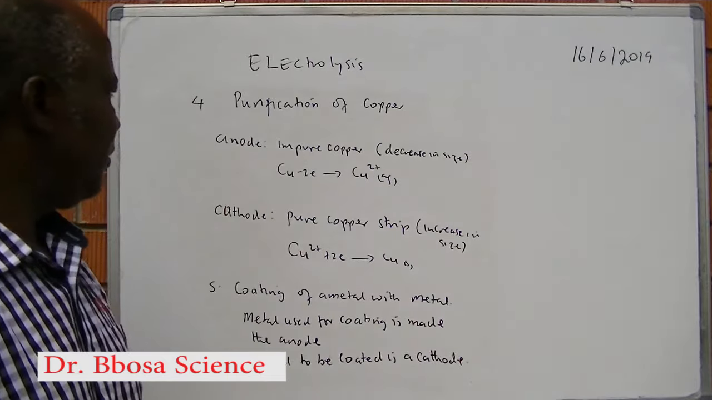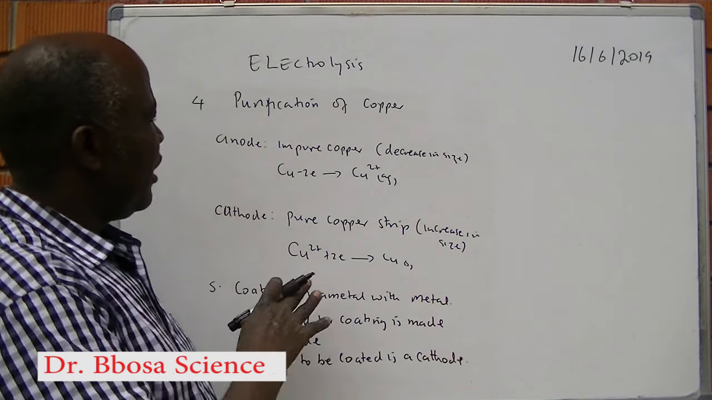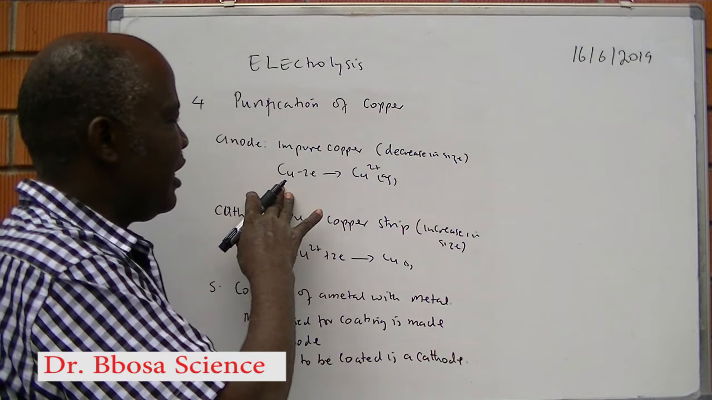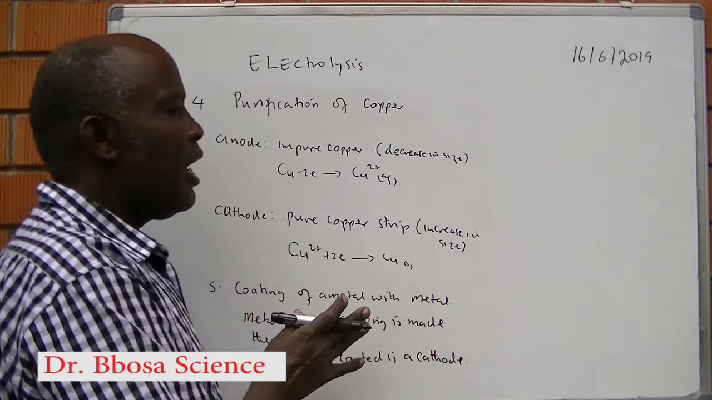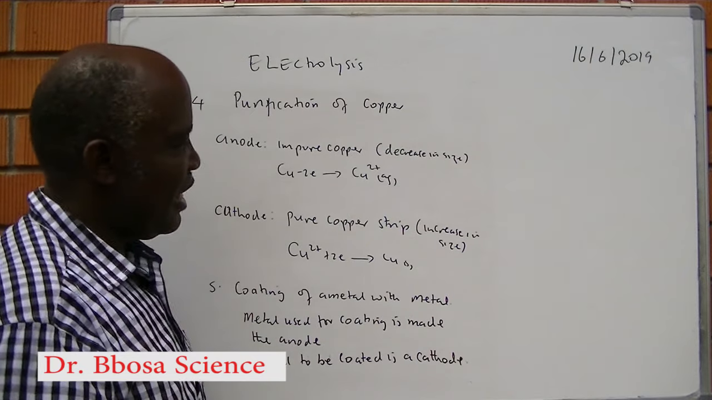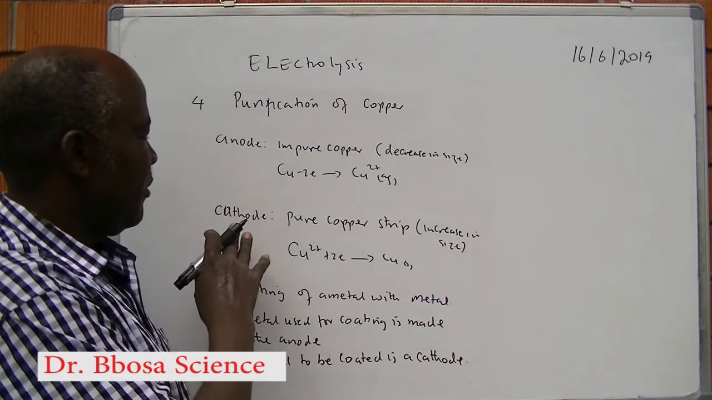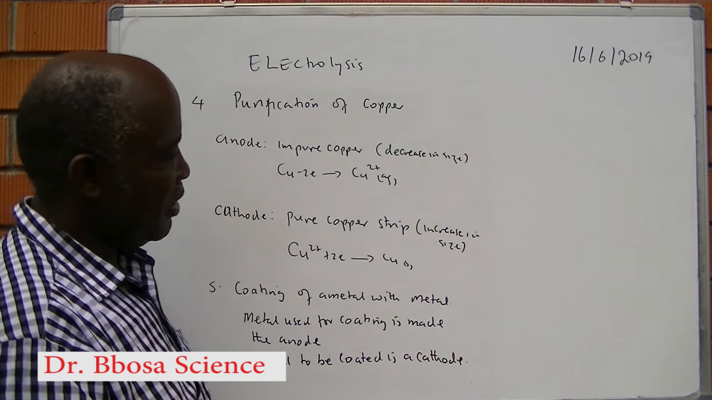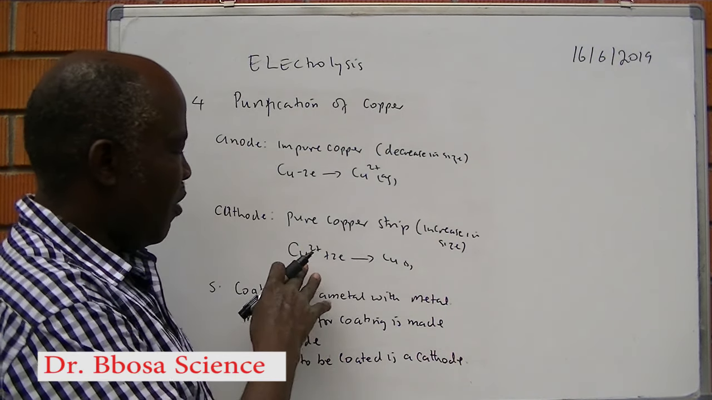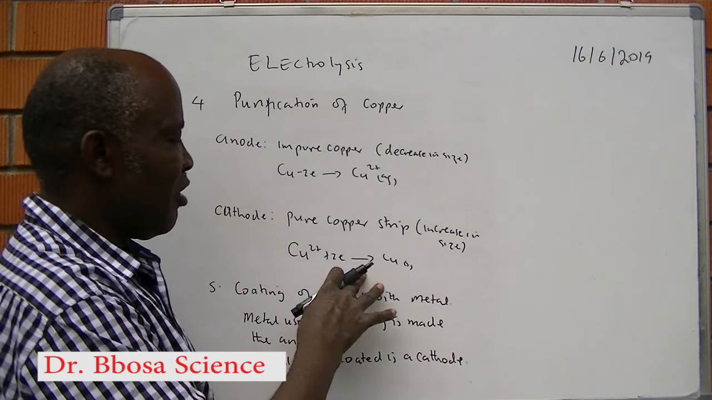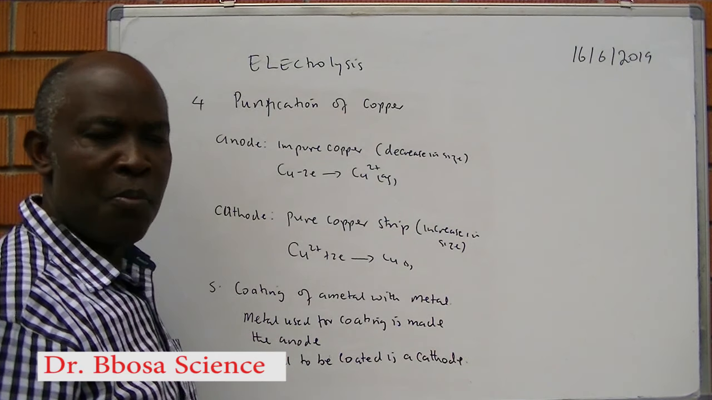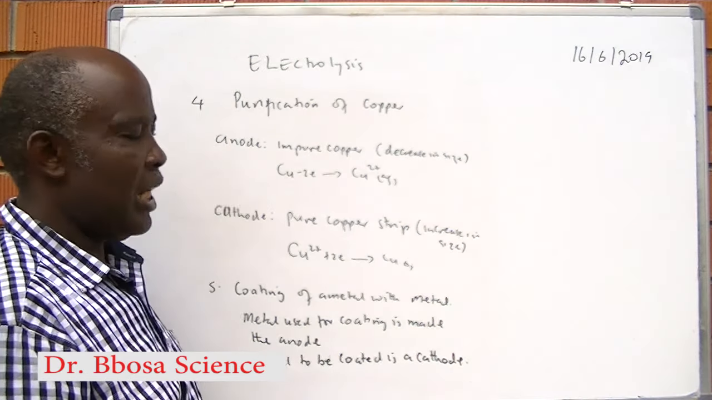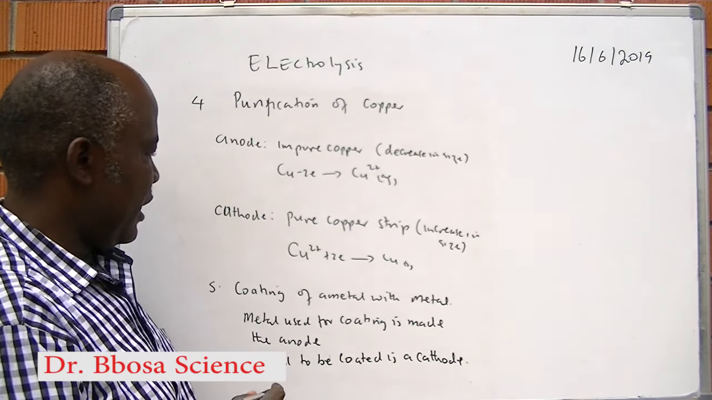Purification of copper. When we are purifying copper, the anode is impure copper. The anode is oxidized to copper 2 ions and it decreases in size. The cathode is made of a pure copper strip. So copper ions receive electrons to form copper, and the copper is deposited on the cathode. So the cathode increases in size.